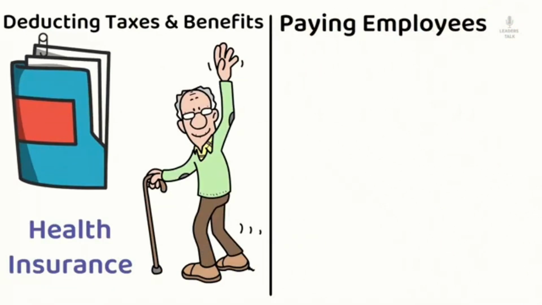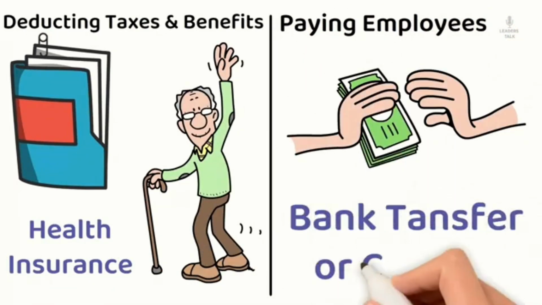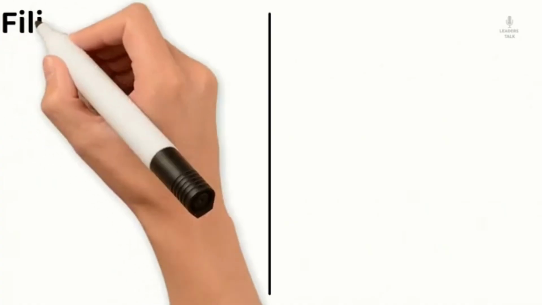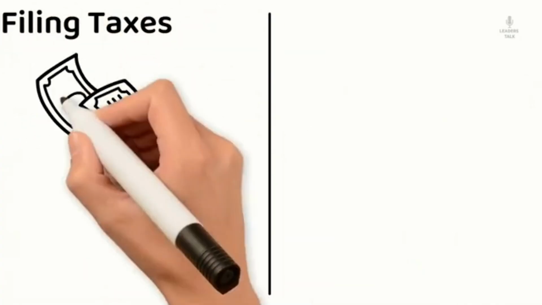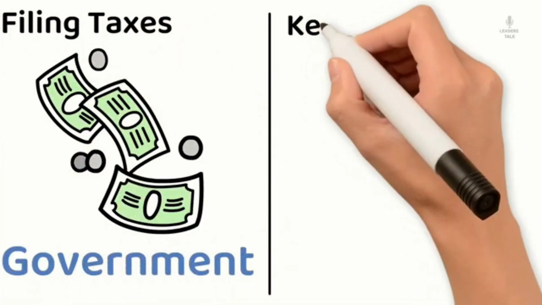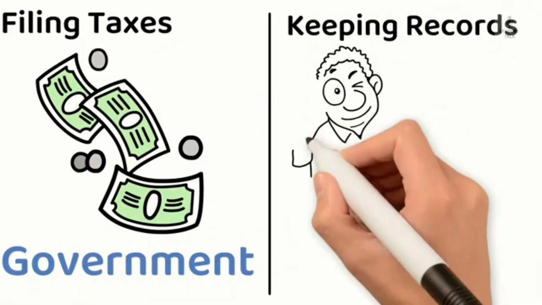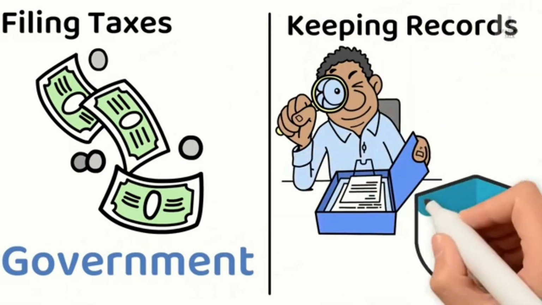Paying employees, depositing their net pay via bank transfer or check, filing taxes, sending the deducted taxes to the government, keeping records, storing pay slips, tax forms, and employee documents securely.